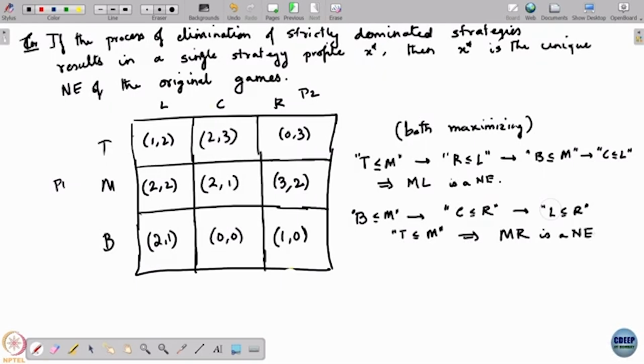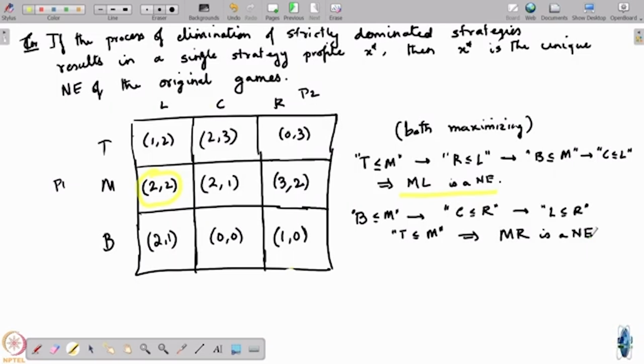Okay. So, you can see here what happened was when we eliminated L, the previous Nash equilibrium, which was ML, the one from the earlier order of elimination, got eliminated when you eliminated L, and you are left with MR as a Nash equilibrium. Is it clear? So, what does this mean?